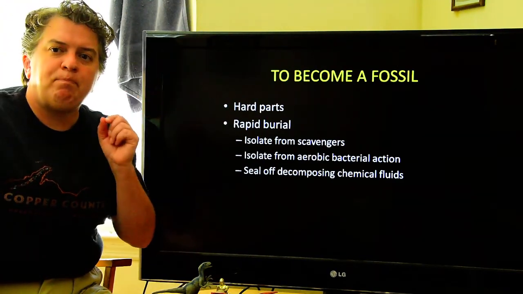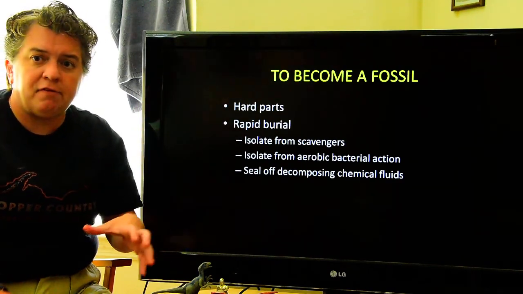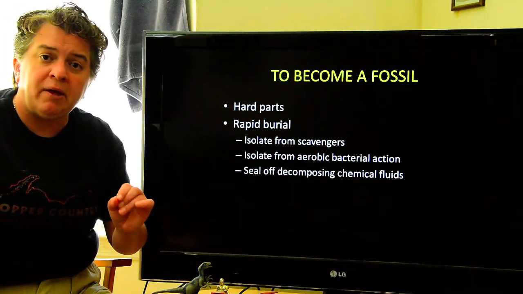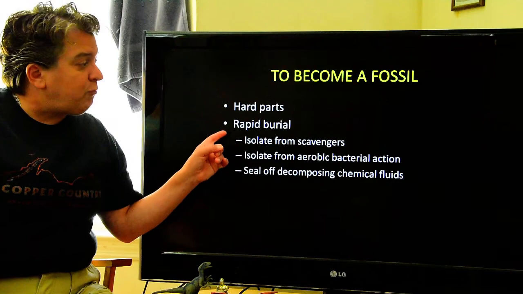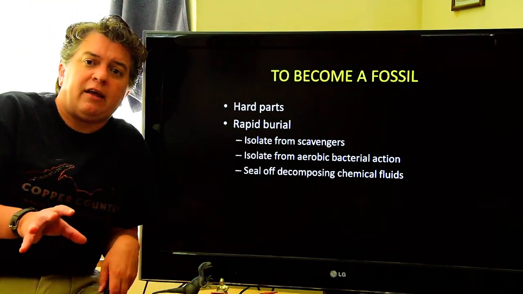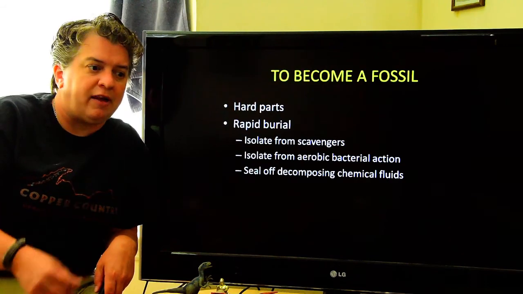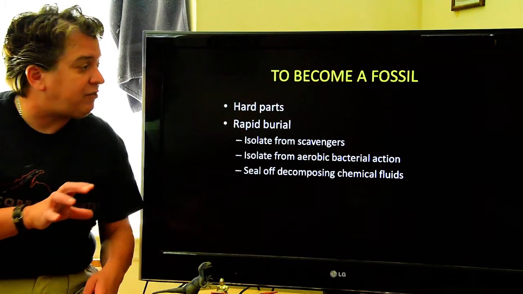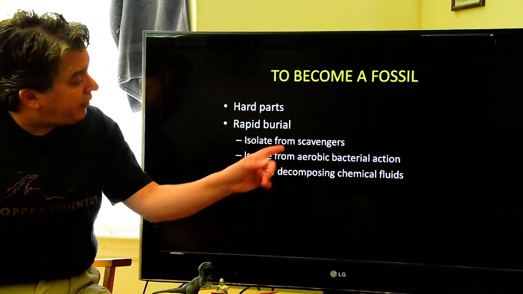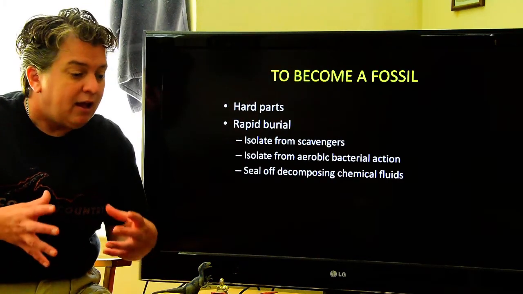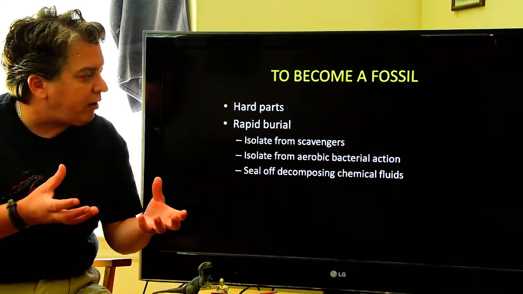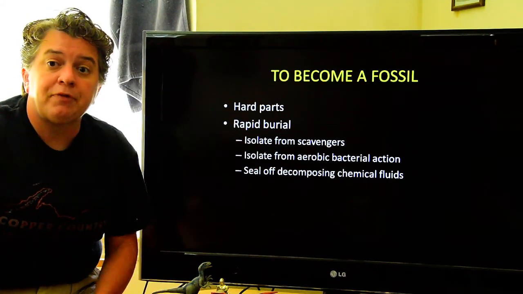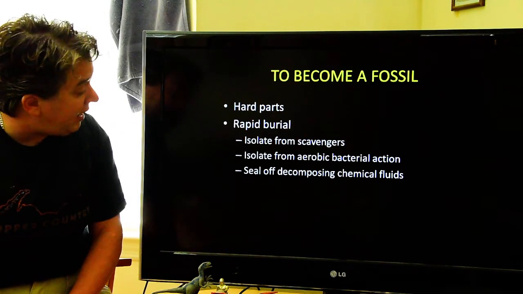Also, rapid burial. The faster that this deceased organism can get buried, the better its chances of being preserved as a fossil. Rapid burial isolates it from scavengers, so you don't get things like buzzards picking the thing apart. You isolate it from aerobic bacteria. Aerobic means in the presence of oxygen, and these bacteria decay the organism. If we bury it, we basically remove it from those bacteria that will try to decay it.